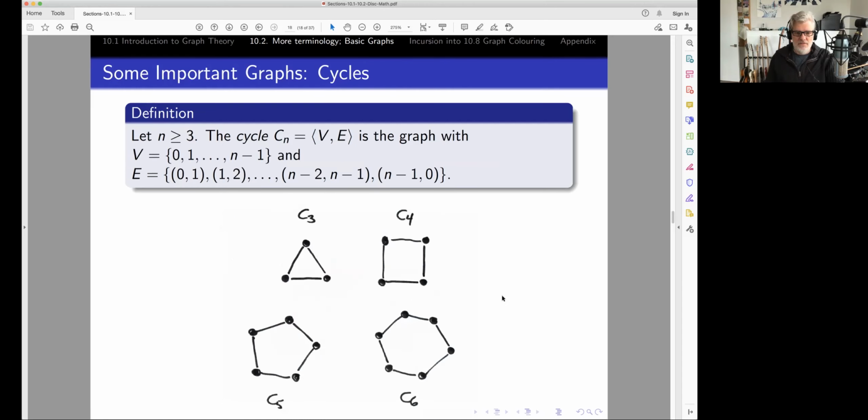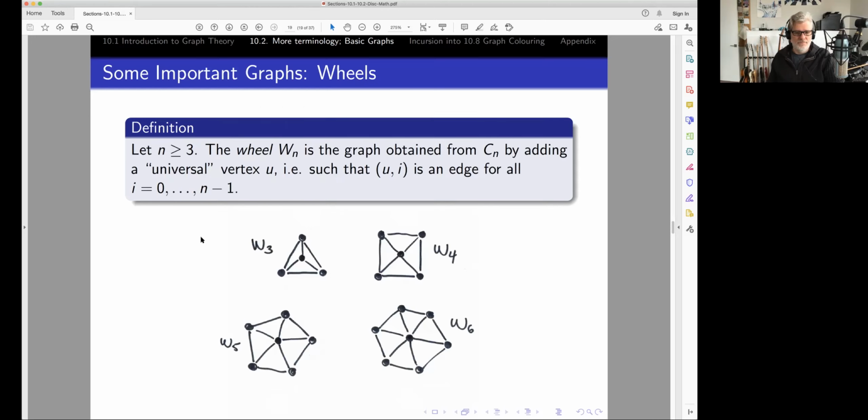The cycles, also very natural, very simple. So C n will denote the cycle of length n, where n is at least 3. The vertices are 0 to n minus 1. And what are the edges? 0 to 1, 1 to 2, right up back to 0. So C3 is the triangle. Notice that it's the same as K3. K3 and C3 are the same. C4, the 4 cycle, C5, the 5 cycle, C6, the 6 cycle, and so on. These are the cycles.